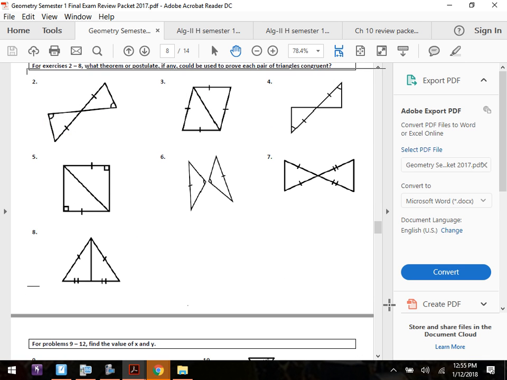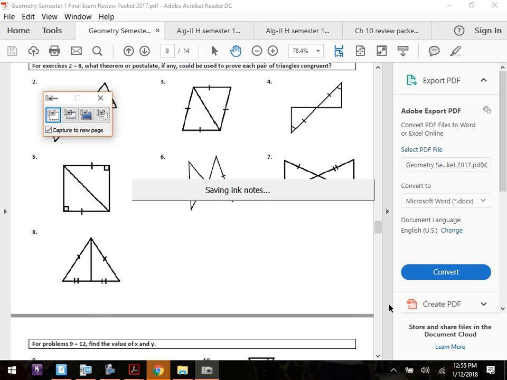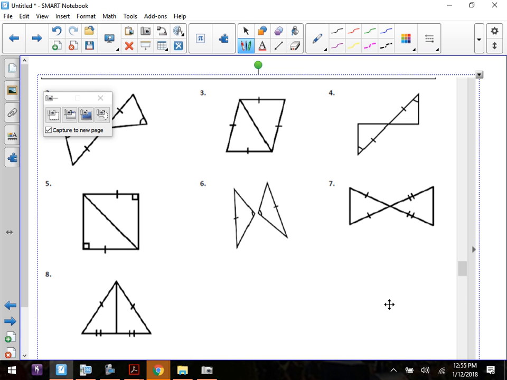Like we said, it's kind of difficult to do proofs, but yet we can still figure out how would you say that they are congruent.